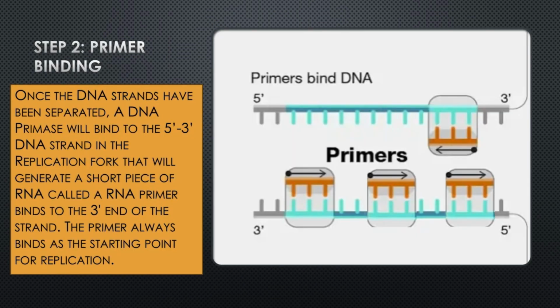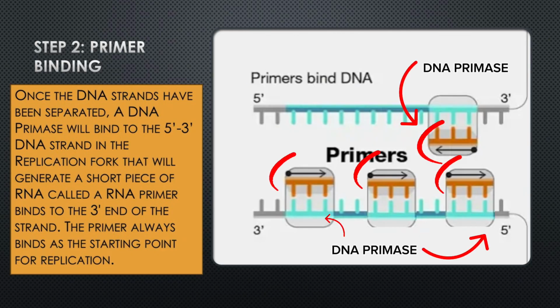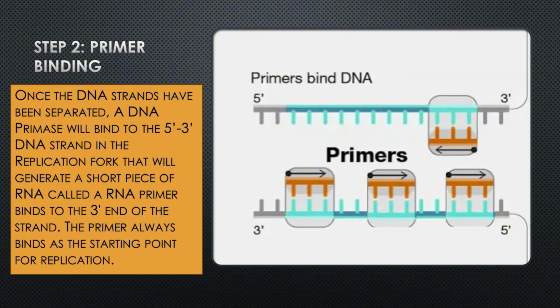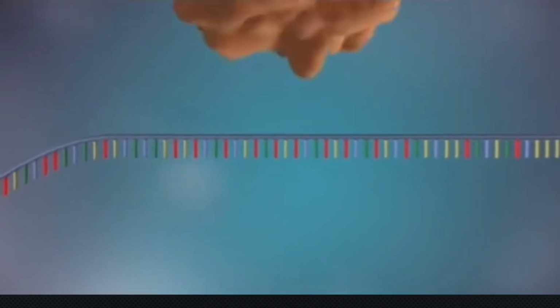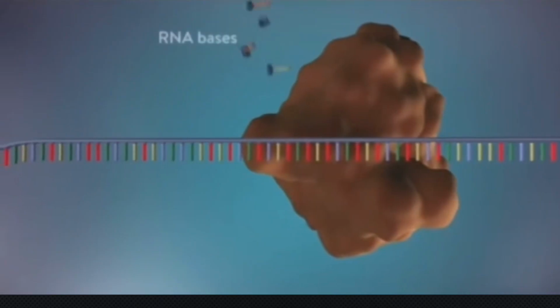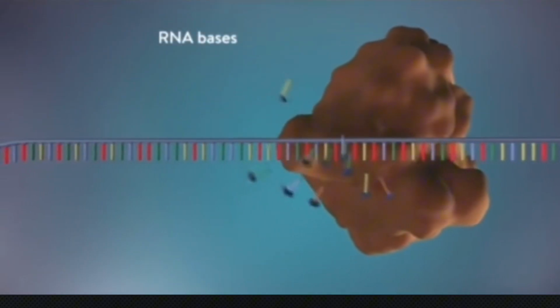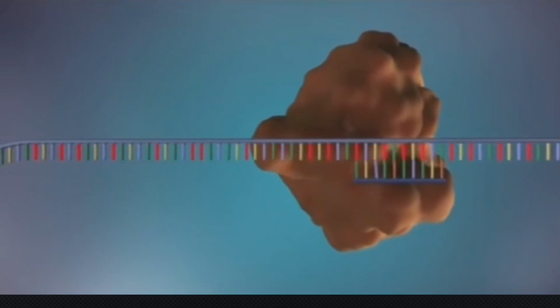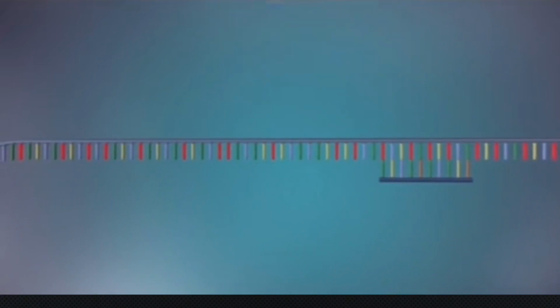Next is primer binding. Since helicase has unwound the two strands, primer binding will now follow. The enzyme primase, class, will lay down short RNA primers, which will serve as the starting points for DNA synthesis. If you look at the strands, class, once the DNA primase binds, it will generate an RNA primer. Once there is an RNA primer, then we can start the elongation process, which is the third step.